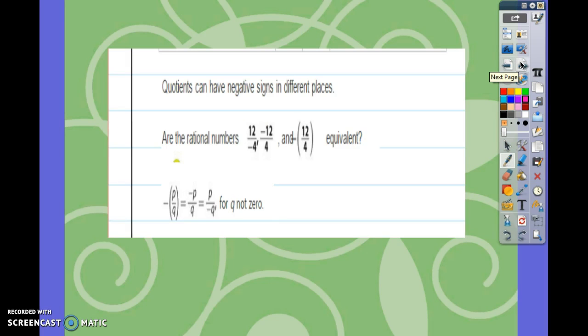Quotients can have negative signs in different places. Are the rational numbers 12 over negative 4, negative 12 over 4, and negative 12 over 4 equivalent? So let's look at this. 12 divided by negative 4 would be negative 3. Negative 12 divided by 4 would be negative 3. And 12 divided by 4 would be 3, and then it would be negative. So are they equivalent? The answer is yes. Negative p over q is equal to negative p over q is also equal to p over negative q, for q cannot be 0.